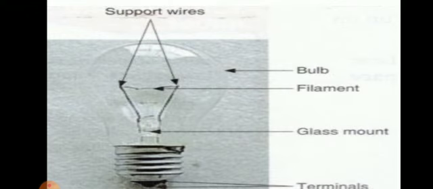Children, what do bulbs and cells have in common? Why do these bulbs and cells have two terminals? Or how does a bulb glow with the help of a cell? Now we are going to learn this in this lesson.